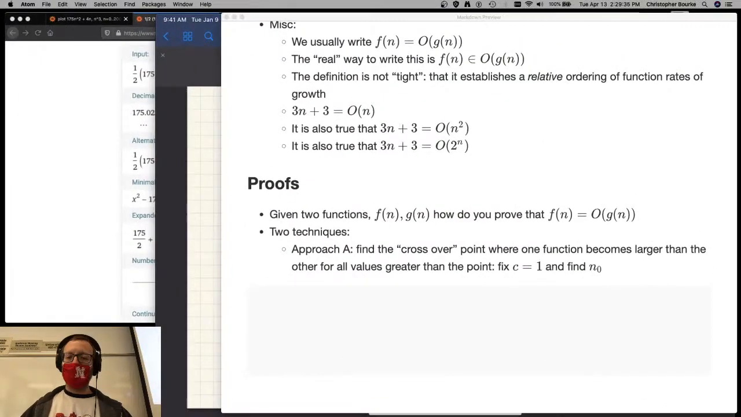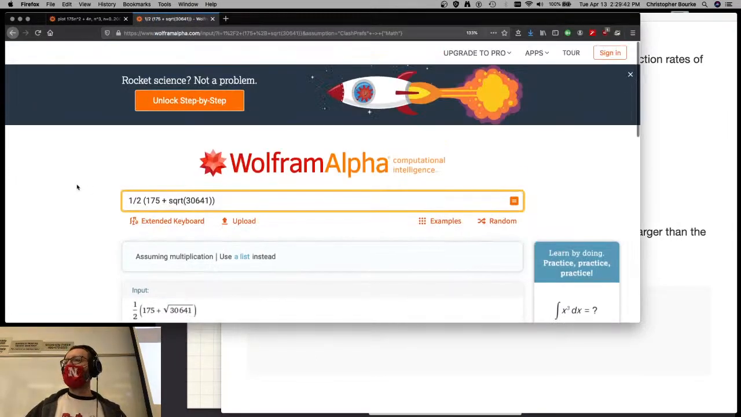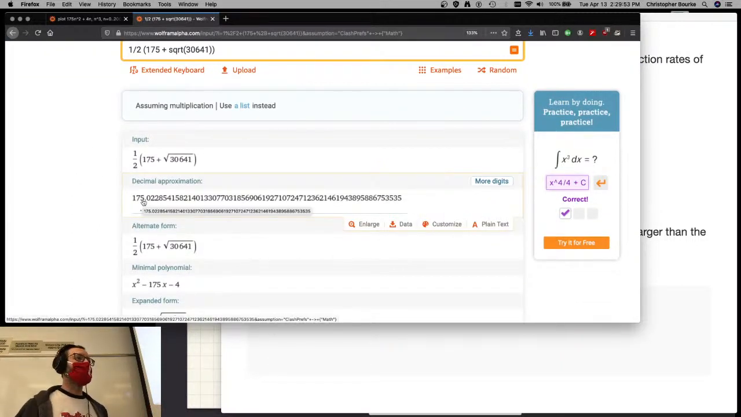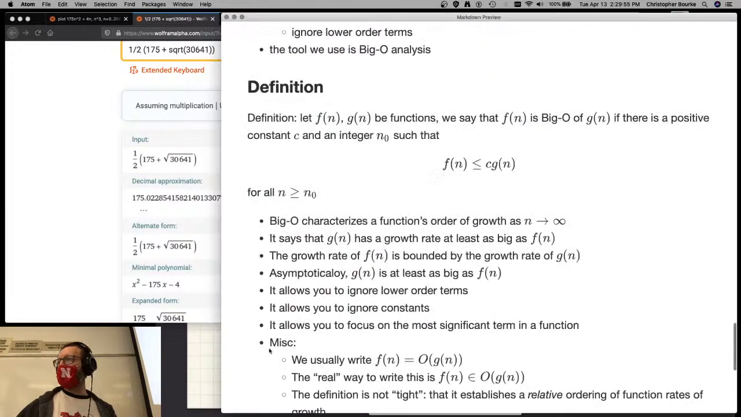Yeah, go ahead. Is there any significance to the crossover point being just 1 greater than that? Because it's integers, right? That small value there is your crossover point, but that's not an integer. The definition of big O is there's a positive constant c and an integer n naught. I can't give you 175.03. That's not an integer. But I can go one larger to get the next integer.